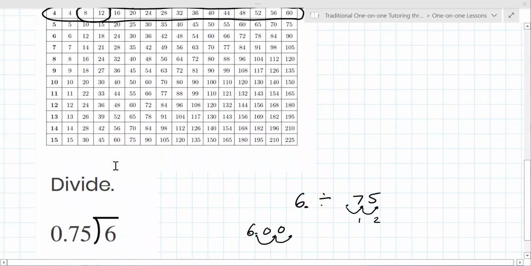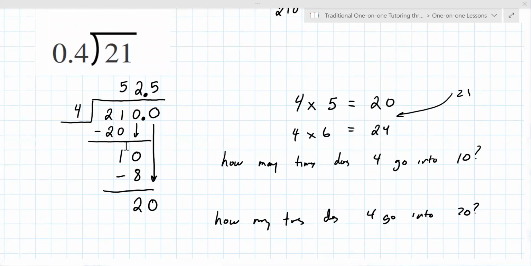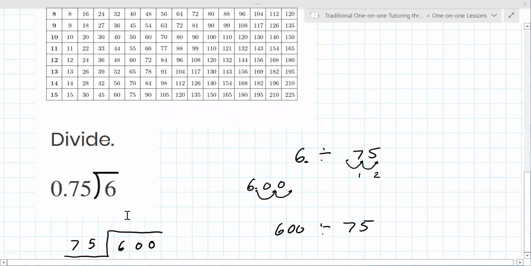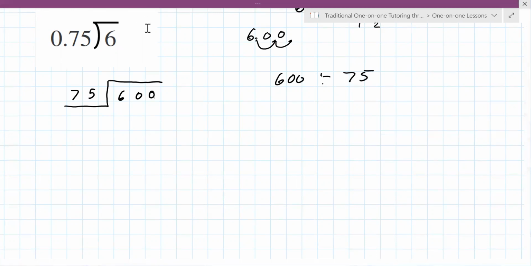So notice in the previous problem, let's go back and look at it. Do you see how 4 was smaller than 21? Yeah. And then 4 was smaller than the 10? Yeah. And 4 was smaller than the 20. So you have to go until you're smaller in this problem. So 75 is not smaller than 6. It's not smaller than 60, but it is smaller than 600.